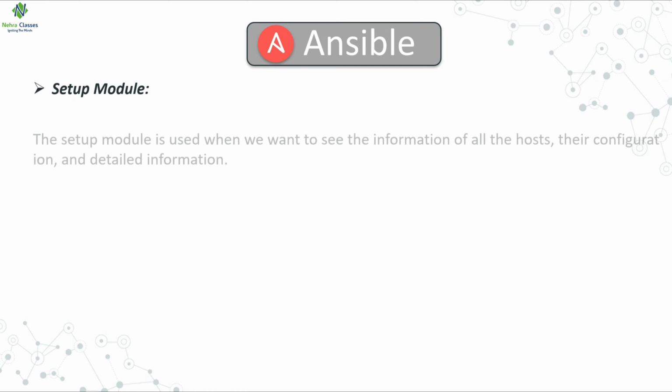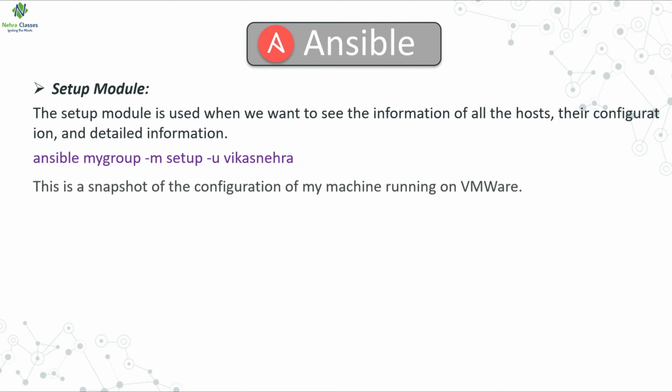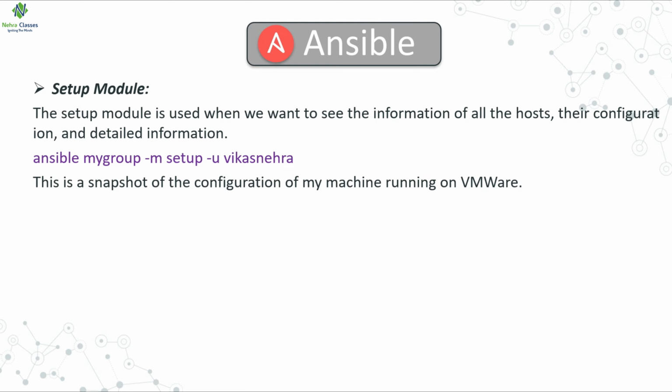The next module is the setup module. The setup module is used when we want to see the information of all hosts and their configurations. So we can execute the command like this: ansible, after that the group name, then -m, and then the module name, which is setup, and after that we can mention the username with option -u if we want to execute it from another account. This is a snapshot of the configurations of my machine that is running in VMware. It will show you the output.